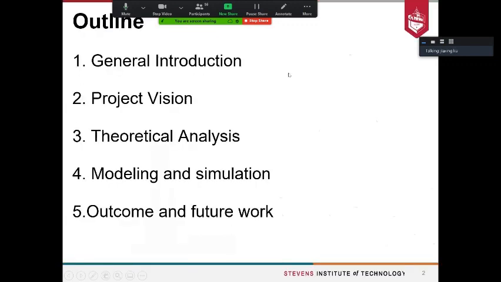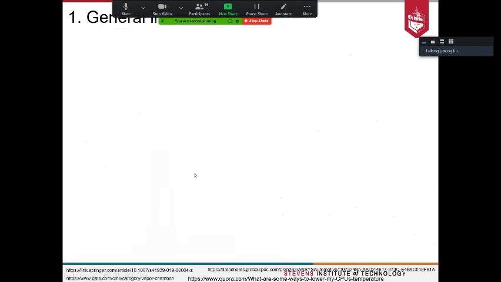First is the outline of my presentation. There are five aspects. The first is the general introduction, the second is the project vision, the third is the theoretical analysis, and the fourth is the modeling and simulation. Finally, we will get the outcome and future work. So first, I will give you a general introduction about my work.